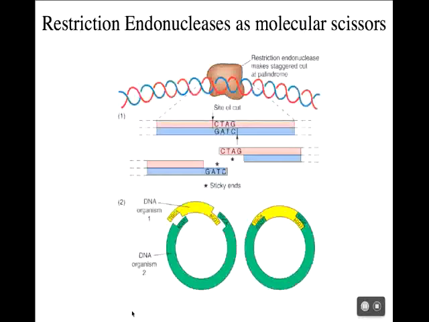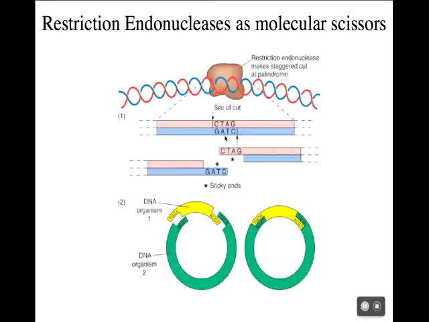Let's look some more at restriction endonucleases. Restriction endonucleases, again, are sort of like molecular scissors that cut strands of DNA. A couple of things I want you to know about them. First, each restriction endonuclease has a very specific site that it cuts. It recognizes one sequence in the DNA and it cuts the DNA there. So restriction endonucleases are very specific in where they cut.